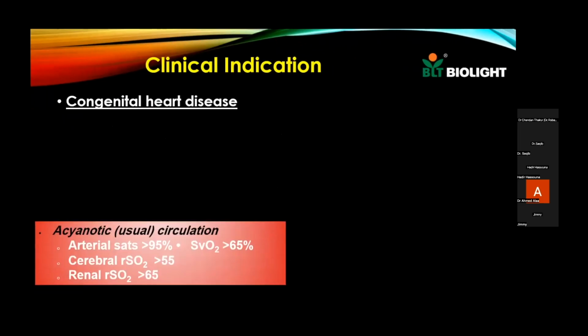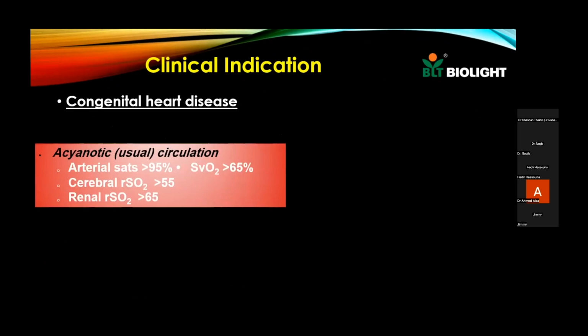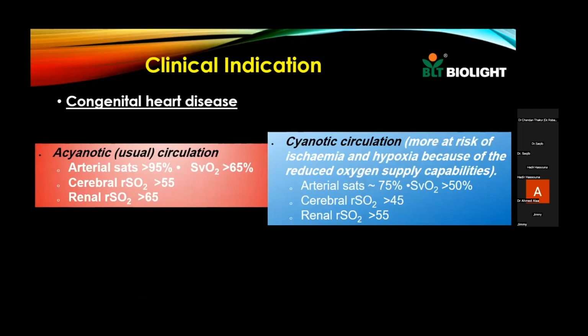Also, in congenital heart disease, it can differentiate between acyanotic and cyanotic heart disease. For the circulation in the arterial state of acyanotic congenital heart disease, arterial saturation is more than 95%, venous saturation more than 65%, cerebral regional saturation more than 55%, renal regional saturation more than 65%.